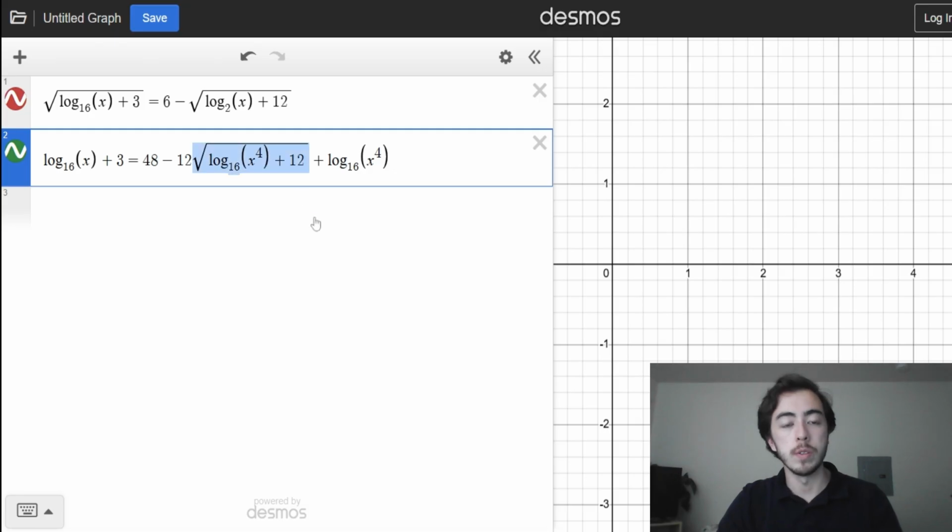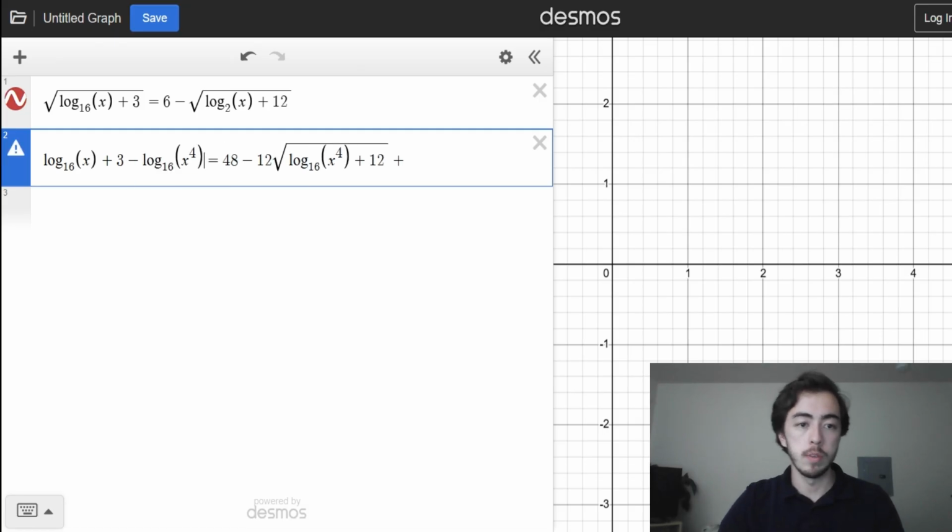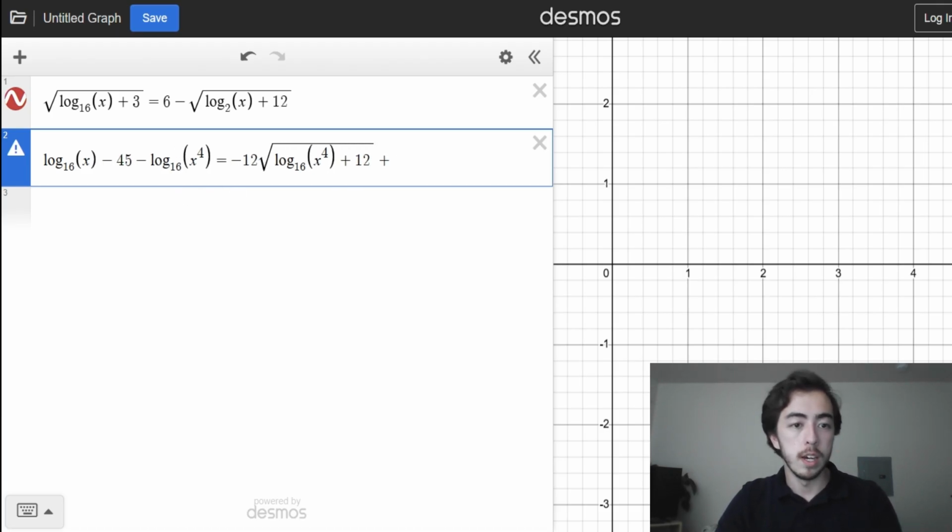We still have the square root sign. And my idea here is if I isolate this square root expression by moving all of these numbers and expressions over to the left side, I can then just square both sides again, and that will remove any square roots. So let me subtract this term to the left side. I want to subtract the 48 here and make this a minus 45.